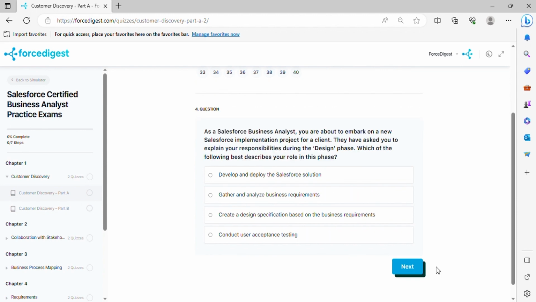Question 4. As a Salesforce business analyst, you are about to embark on a new Salesforce implementation project for a client. They have asked you to explain your responsibilities during the design phase. Which of the following best describes your role in this phase?